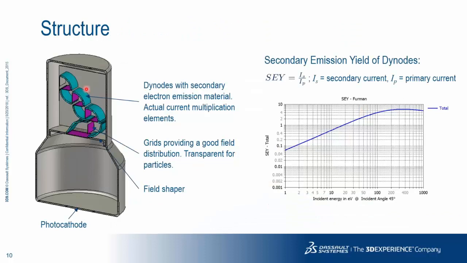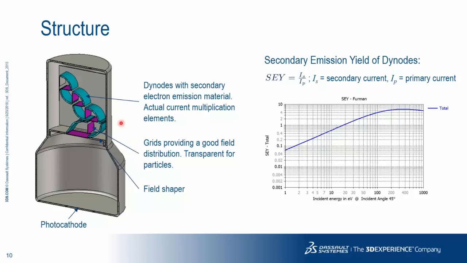Okay, so let's have a look at the dynodes in more detail. The dynodes in our case here are the turquoise things with the secondary electron emission material, and they amplify the current. We have multiple stages in order to have more and more current. These magenta objects are grids, which are meant to give a good field distribution and to prevent some particles from going back. These grid objects are transparent for the particles, so they will not hinder particles from going through. Then we have the field shaper, which shapes the field nicely in order to guide particles on the surface here. And then we have a photocathode. This type of photomultiplier is also called box and grid type, in case you want to look at it later on.